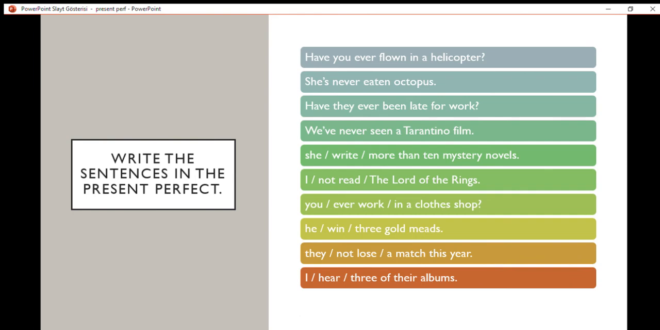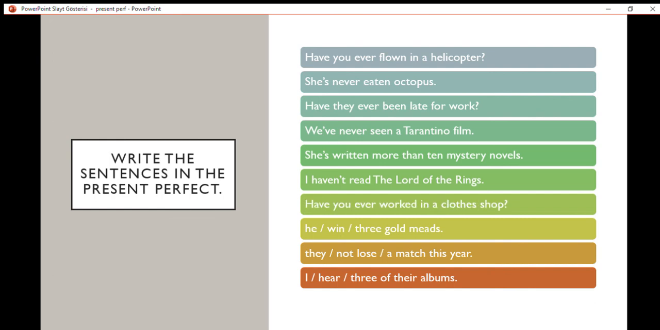We have never seen a Tarantino film. As I said before, because this is easier to say, we say it in the short form. She's written more than 10 mystery novels. I haven't read The Lord of the Rings. Not read, I haven't read, because it's the third form, right?